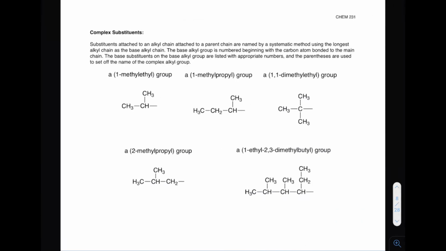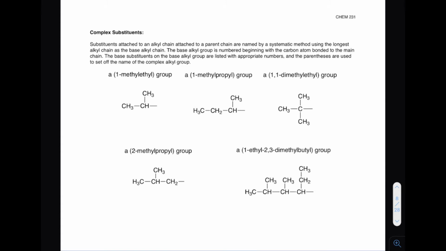So, complex substituents. These four are the ones I just told you about, with the isopropyl, sec-butyl, and so on. But when substituents are attached to an alkyl chain, attached to a parent chain and named by the systematic method using the longest alkyl chain as the base alkyl chain, we can go further. Instead of just saying we have such and such group, we can actually name the group even further.